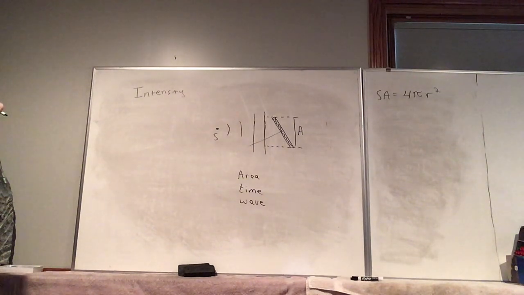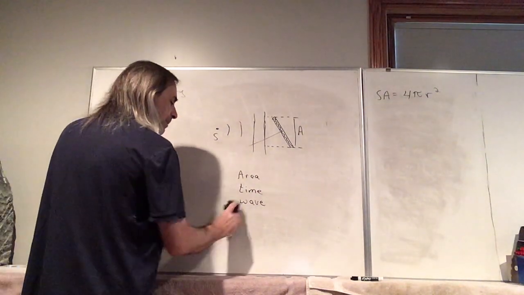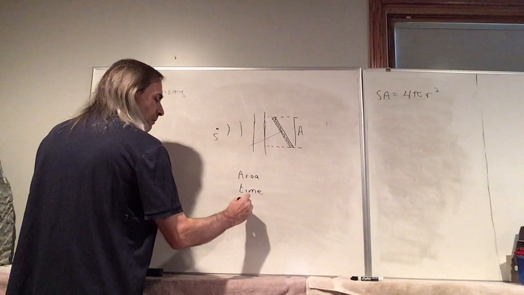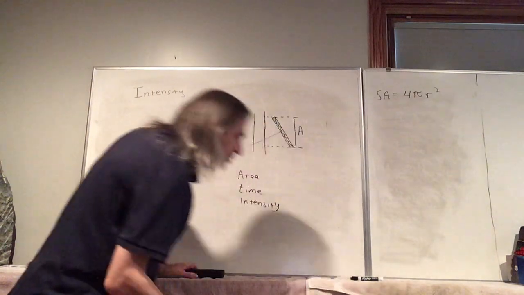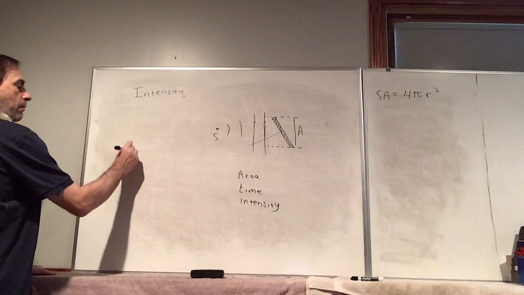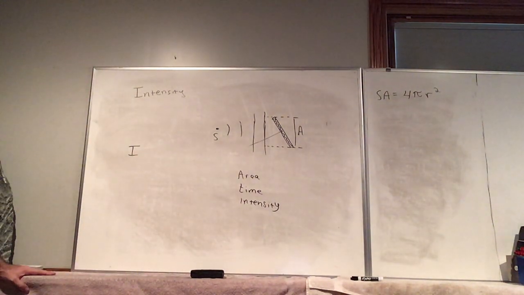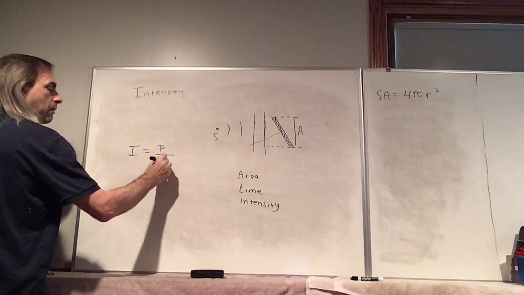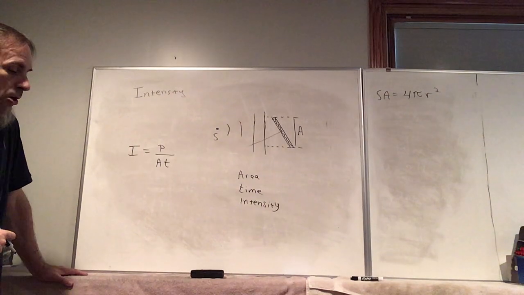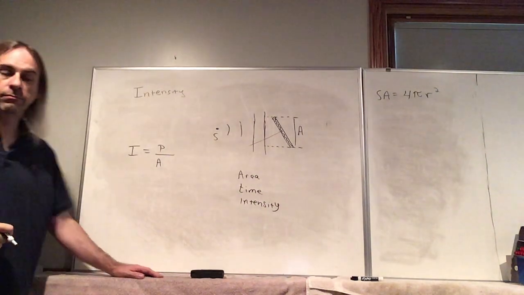Now, we want to isolate the properties of the wave itself. So we're going to find something called intensity. In the notes, I use I for intensity. Sometimes the intensity is written with the variable S, but I or S, either way. So the intensity, we're going to define as the power over the area.